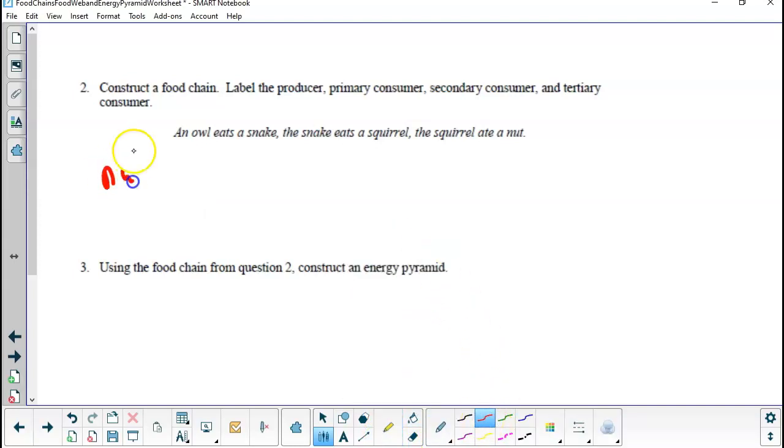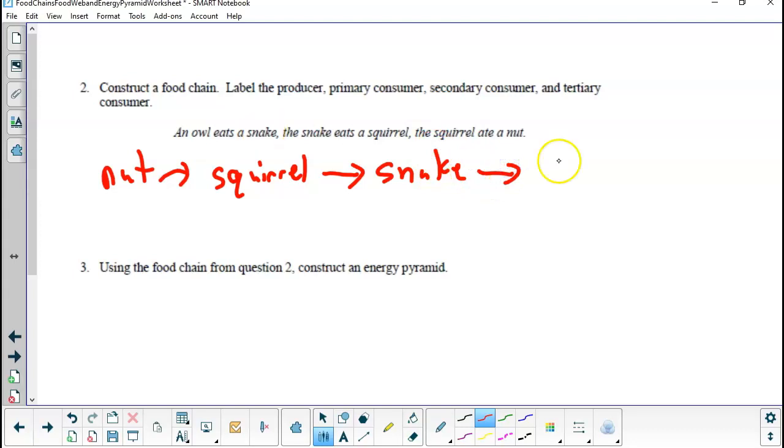So I start my plant, and the energy from that nut goes to the squirrel because the squirrel eats it. And like I said, you could draw these if you want to. I'm just going to write the words because my drawing skills are pretty bad with this computer. Let's see, the snake eats the squirrel. And then the energy from the snake is going to go to the owl in the end. And then I need to label some stuff. So it says label the producer. So my producer is going to be the thing that produces its own energy. So that's my nut here.